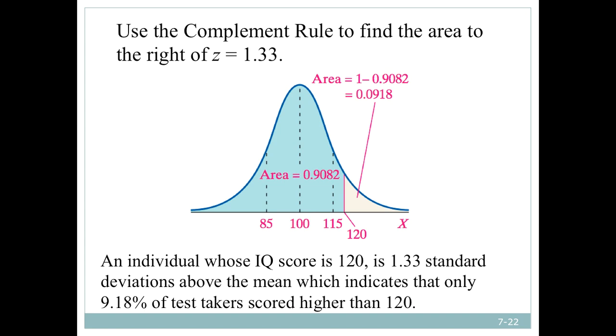But if I wanted the proportion of individuals who score higher, that's just using the complement rule, which tells us that we should take 100% or 1 and subtract the probability. We get a value of 0.0918, which tells us that about 9.18% of test takers scored higher than 120.